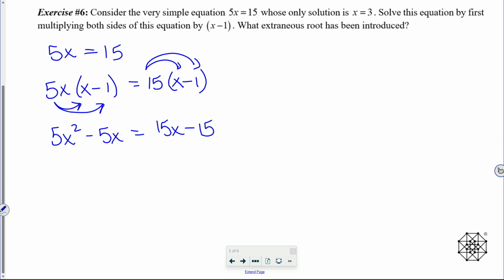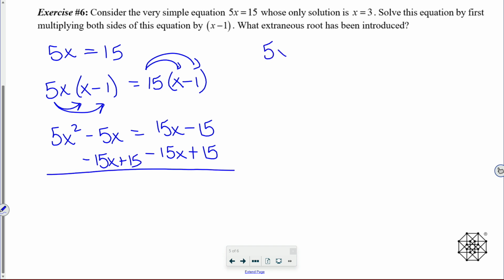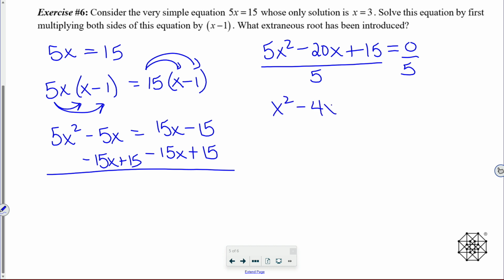All right, now since I've got an x squared, I think I'll use the zero product law. So I will subtract a 15x from both sides and add 15 to both sides. I'm going to take that up here. I've now got 5x squared minus 20x plus 15 is equal to 0. Note that all the coefficients in that particular equation are divisible by 5. So I think I'm going to just divide a 5 out so that my life is easier. That's going to give me x squared minus 4x plus 3 is equal to 0.